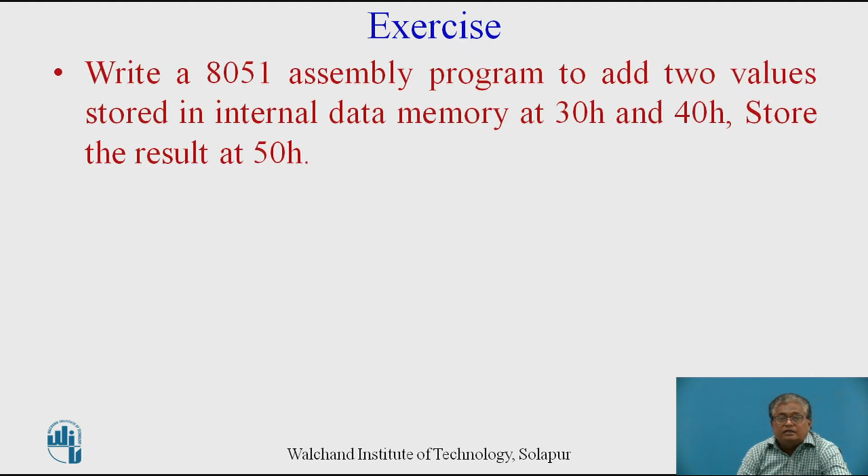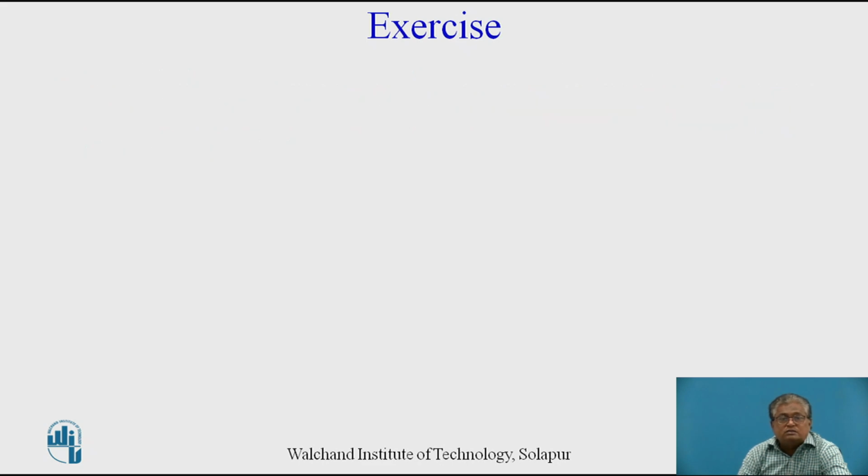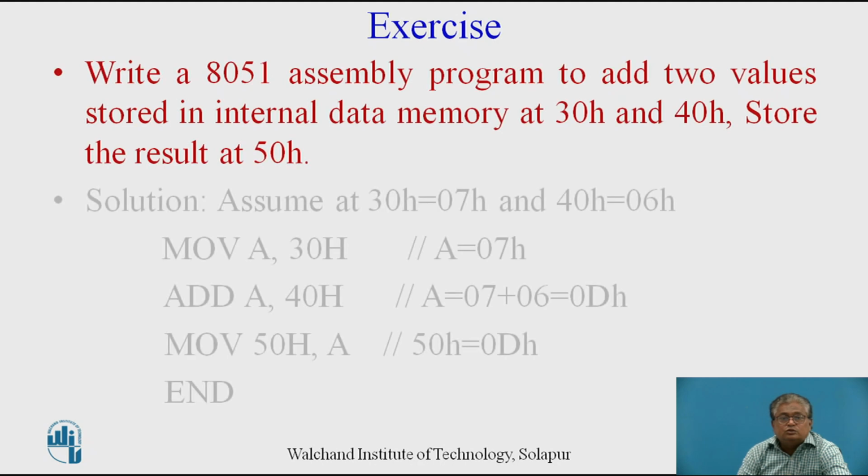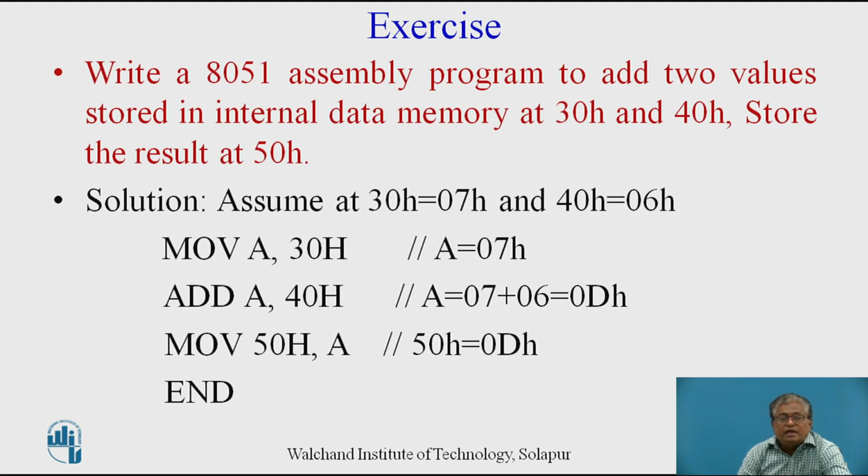Write an 8051 assembly program to add two values stored in internal data memory and store the result in the memory itself. Pause the video and write the instructions for this. The solution: MOV A, 30H loads register A with the first value. Then add the second value to the value stored in register A. Then MOV 50H, A stores the sum at the address 50H.